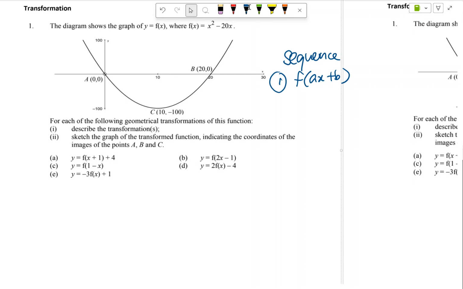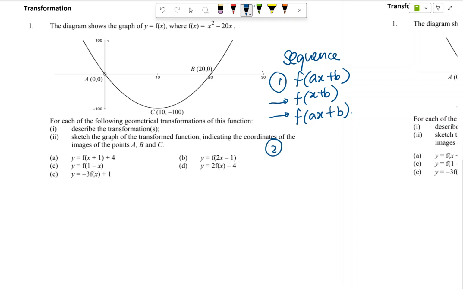When we want to do anything on the inside, it is important to translate first. So make it become x plus b first. Then after that, you scale f of ax plus b, because if you make any change to the x, it's going to affect the whole bracket. Okay, so we always translate before scale for anything that has to do with the inside.